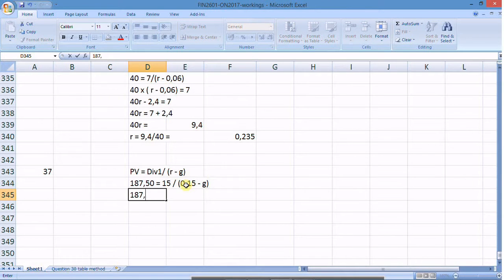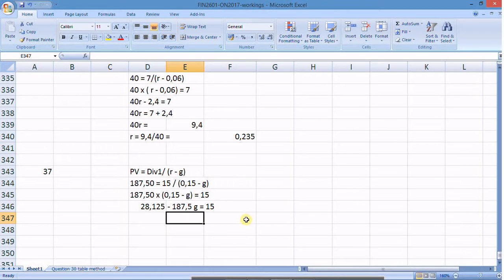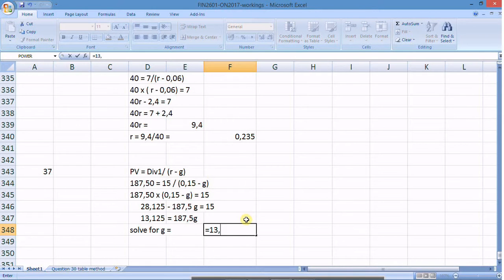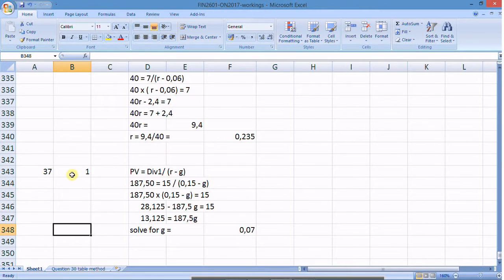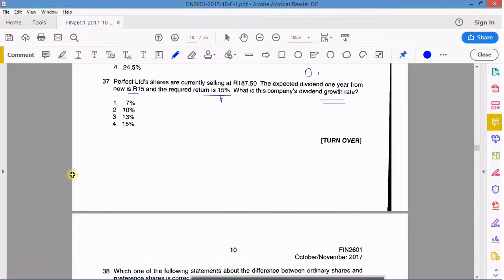Okay, take that across. 187.50 times open brackets 0.15 minus G, close brackets, equals 15. Right, 187.5 times 0.15 is that, minus 187.5 G equals 15. Okay, take G across, take the minus 15 that side. So this minus 15 is that equals 187.5 G. Right, solve for G. Okay, so G equals 13.125 divided by 187.5 gives you 7%. You get that, eh? Nice. These are quite difficult in terms of math, so if you're getting them right, that's very good. There's 1 or 2 that I've gotten wrong, but yeah.